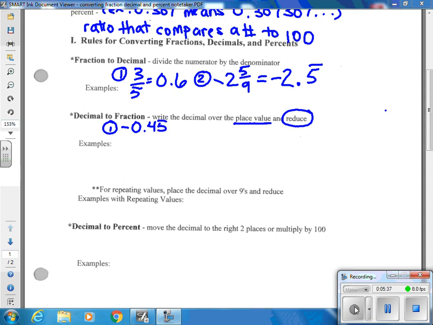-0.45. Right? You always want to look at the last number, the place value of the last number. So that 5 is in the hundredths place. So this is -45 over 100. That's how you determine what the bottom number is going to be. Right? And that can be reduced. If it ends in a 5 or a 0, always start by dividing by 5. Right? And that'll help you get to the answer.